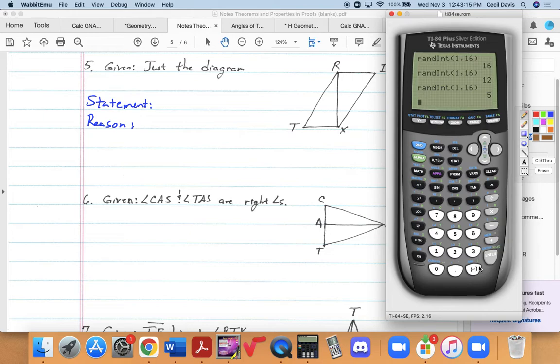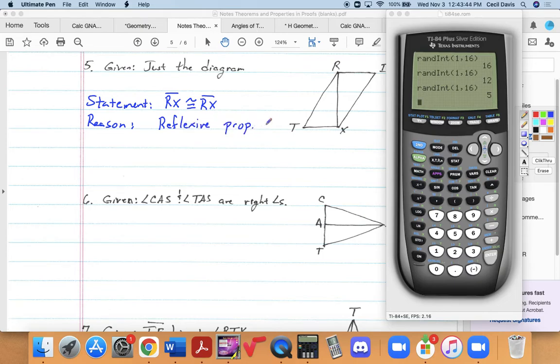All right, Merry Christmas. Junior, Merry Christmas. What do you have for your statement and reason for this? X is congruent to X. Exactly. And what's the reason? Very good. The reflexive property. I tried to remind you that it was the reflexive property by putting an R and an X in it. Oh, so that did not work.